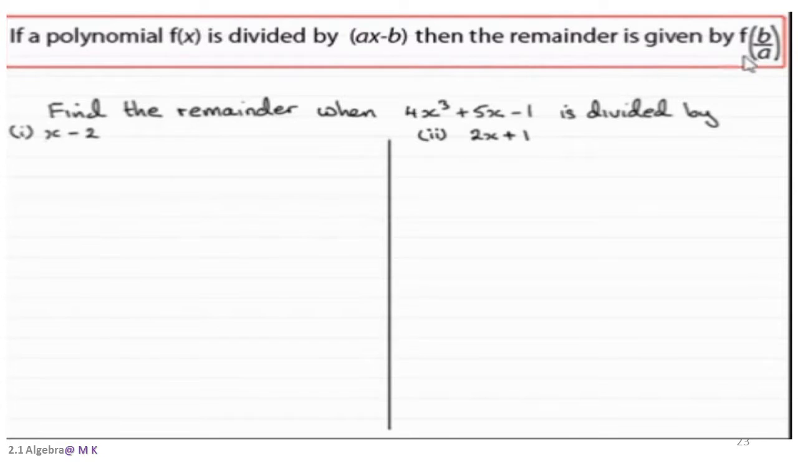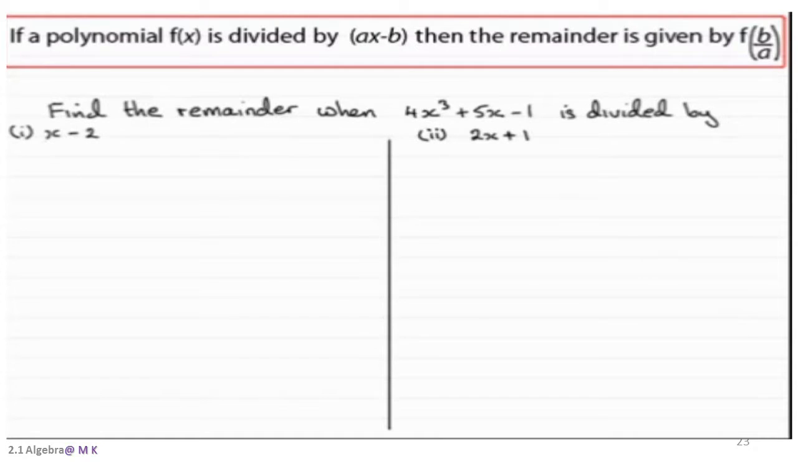To demonstrate this, I've got an example here. Find the remainder when 4x cubed plus 5x minus 1, here's our polynomial, is divided by, in the first case, x minus 2, and in the second case, 2x plus 1. If ever you get a question like this, it's very tempting to just divide x minus 2 into your polynomial by using algebraic long division.